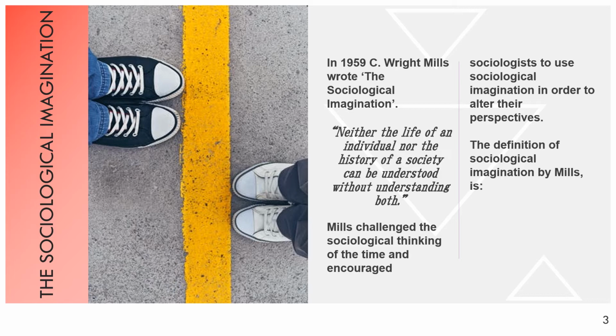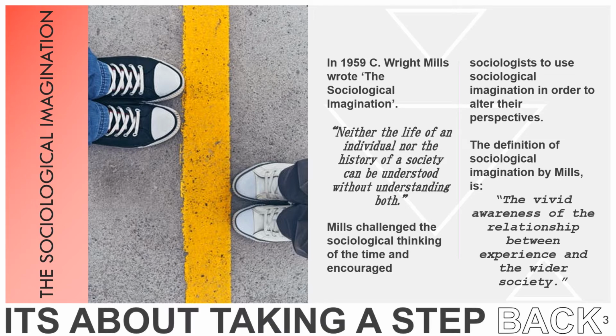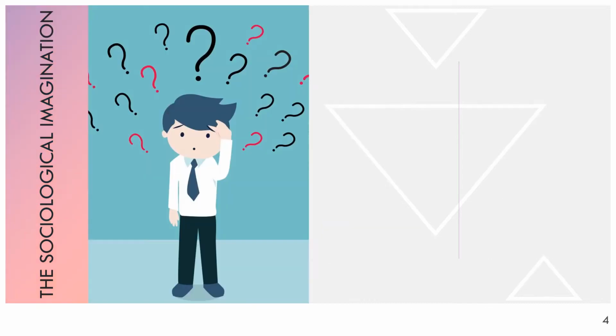And one of the definitions that Mills uses for the sociological imagination is this: a vivid awareness of the relationship between experience and wider society. Ultimately, what he's arguing is that it's all about taking a step back from your experience, your understanding of an event, and trying to look at the whole picture rather than the very narrow view we tend to hold about particular issues, events, or social groups.